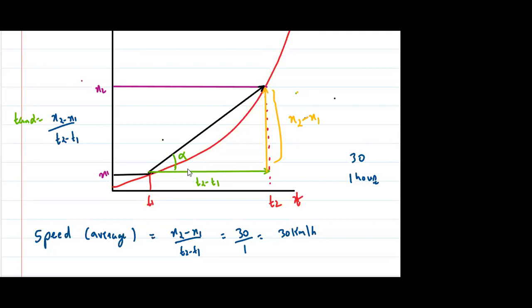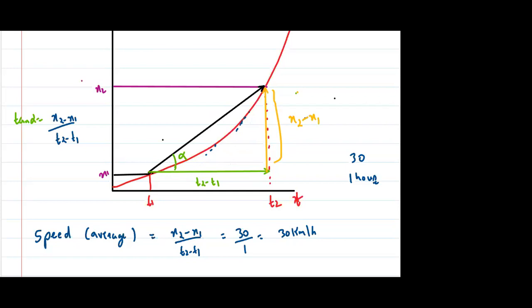This curve represents the same thing. This black line represents the average speed, right? But the speed is actually changing. If you talk about this point, it is different. If you talk about this point, it is different. So at every point, the speed is changing. That is the instantaneous speed.